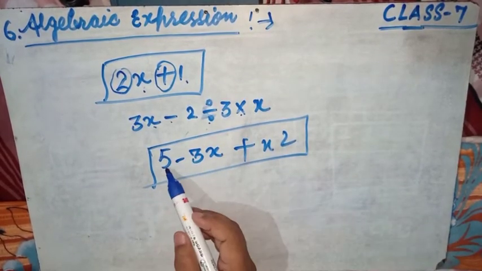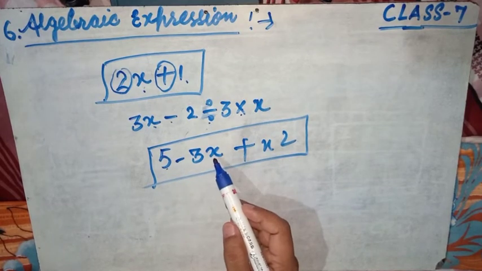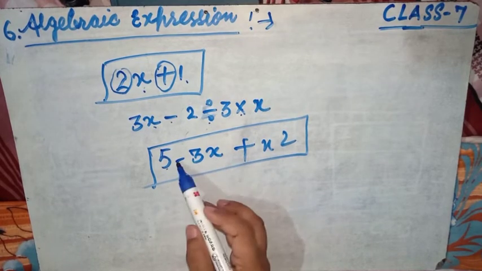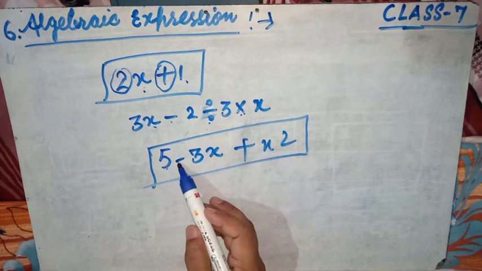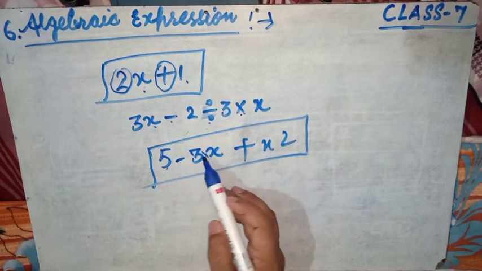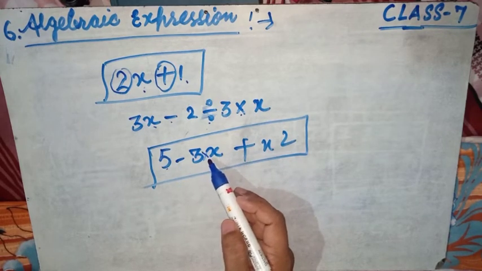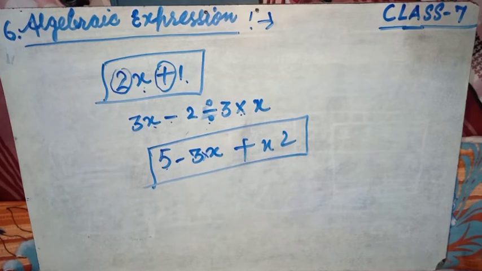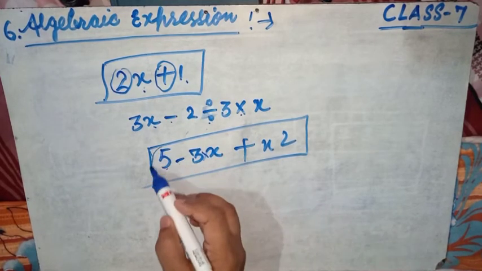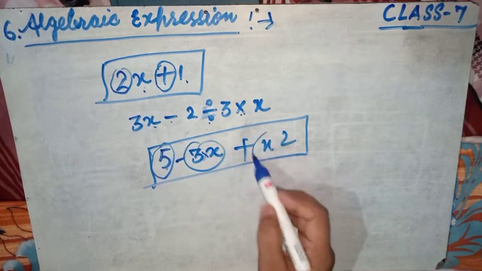Why? Because the constant term is here, the variable term is here, and there is some operation, the plus and minus. Here an operation is also hidden, 3 multiplied by x. Okay, I hope you will understand. Now the next point is the term of an algebraic expression. So these are the terms: the first term, second term and the third term.